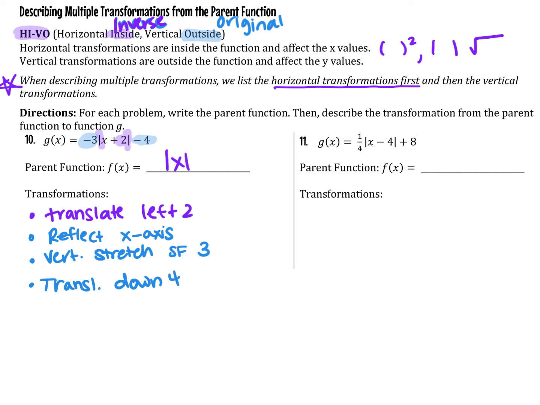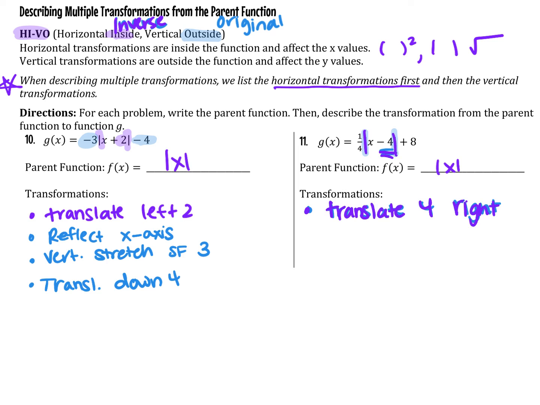Okay. For number 11, our parent function, again, is the absolute value function. And the first thing I want you to do is just highlight or underline or identify what the horizontal stuff that's happening is. So here's our function. Identify what's happening inside that function. So hopefully you had time to do that, and the first thing you noticed was that we have this -4. What that means is that we are translating 4, and it's the opposite of what we think, so we're translating 4 to the right.